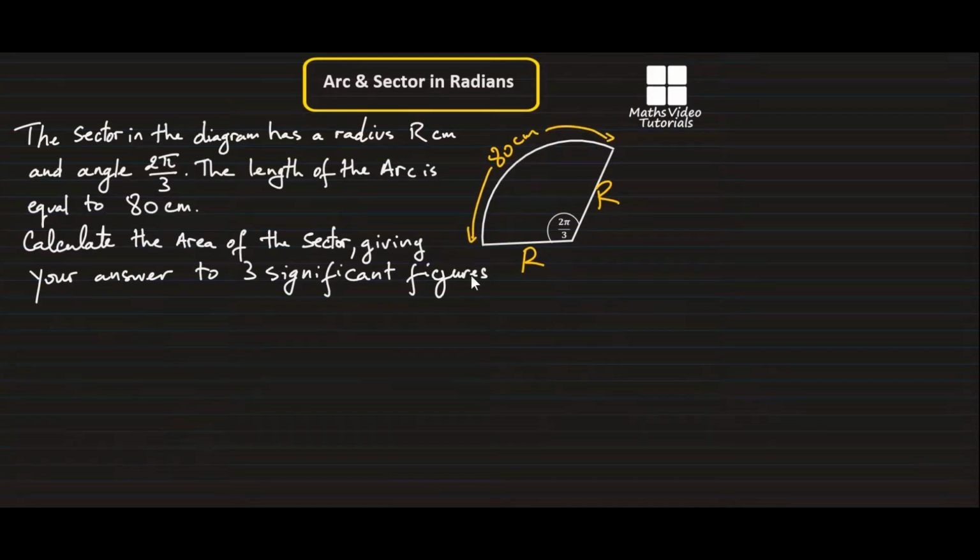Now we know the formula for the area of a sector. Area of sector, capital A, is a half r squared theta, which is 2 pi over 3. I put it here in brackets. I cannot continue calculating the area with this because I do not have the radius, so I need to use the arc length in order to work out the value of the radius.